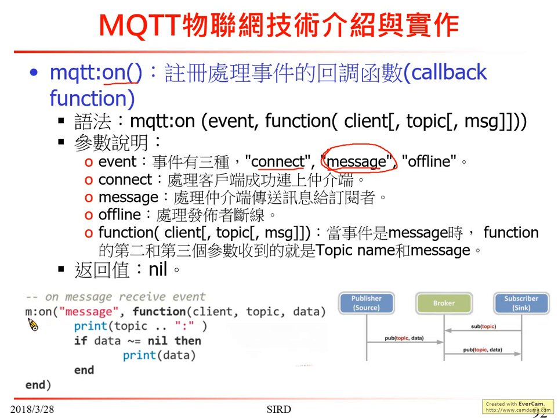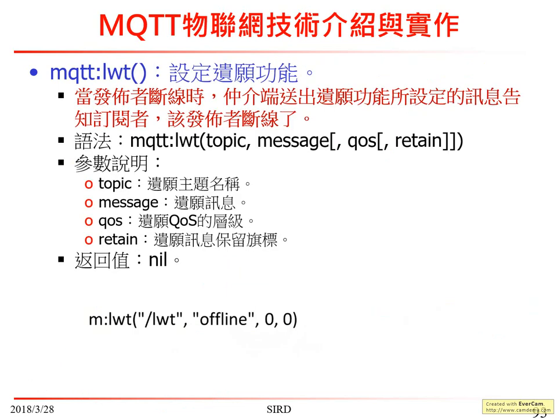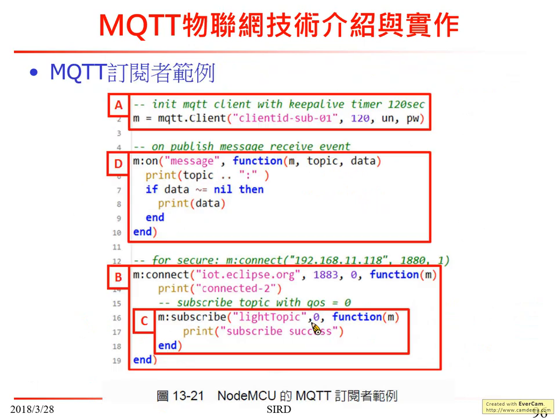So you can see that the MQTT object and message, and we register a callback function. The callback function here is quite simple. This is the client, and this is which topic sent me a message, and the data actually is the message itself. So maybe we can do something like this.